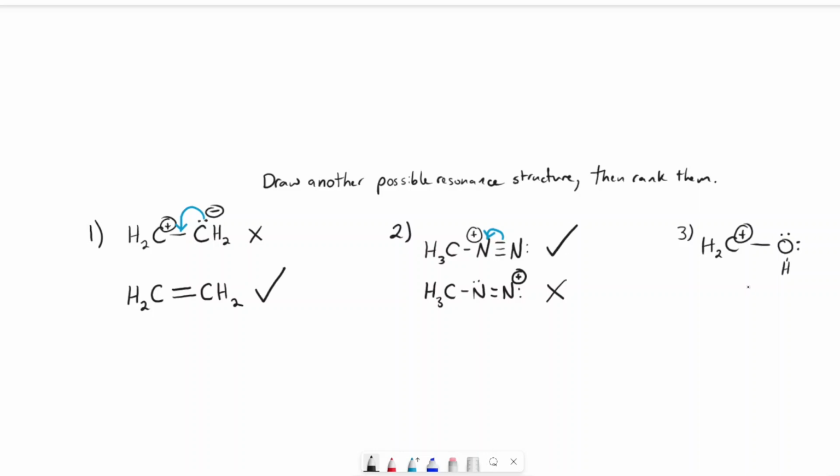If we move on to number 3, we see that we have a carbocation again. We have an oxygen with lone pairs. The only possible thing that we can move here are lone pairs. We are going to move a lone pair towards the positive charge to increase the negativity of that carbon. The following structure would be drawn.